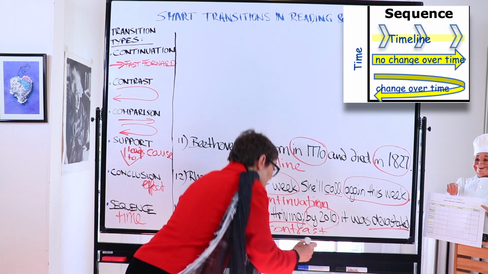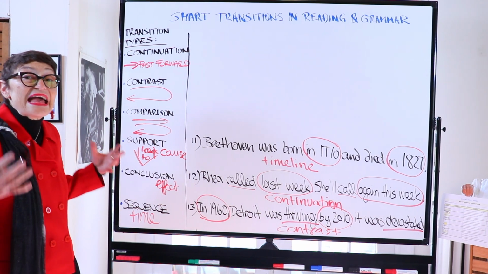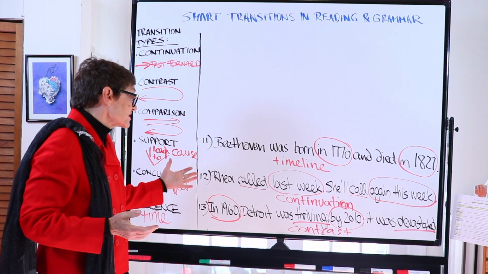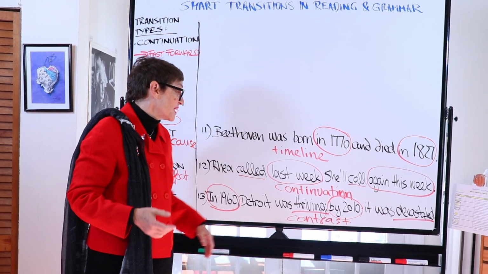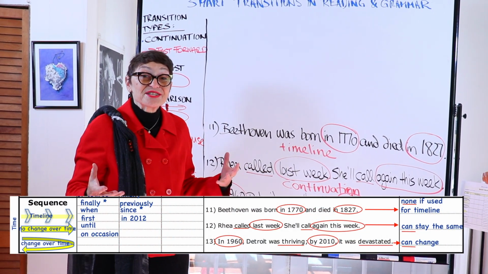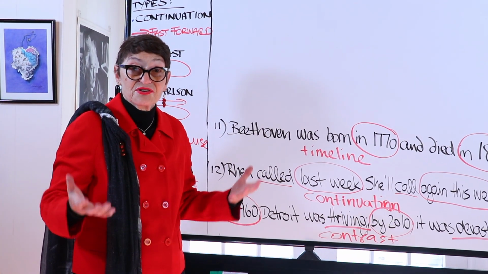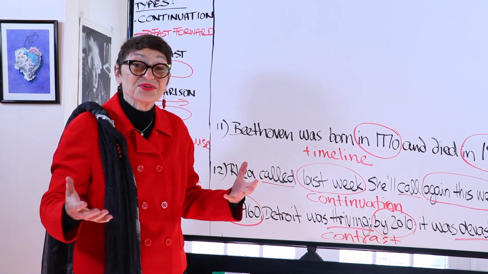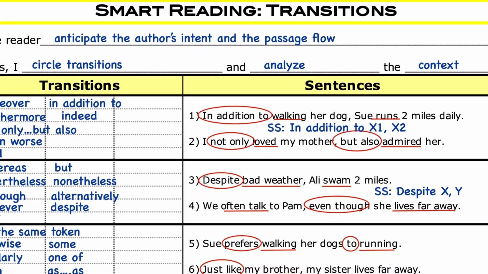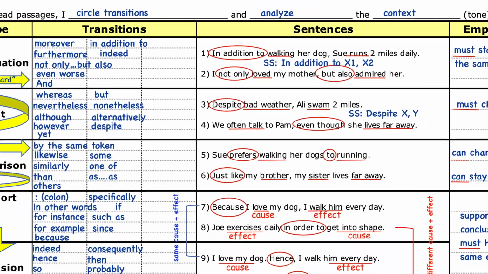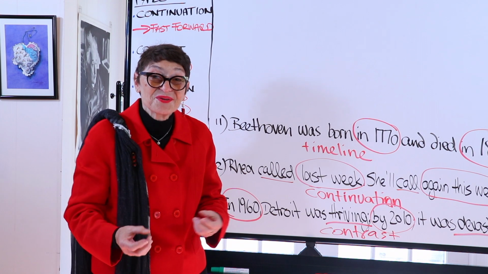So time words, time transitions, sequence transitions can be used for any kind of relationships, for any kind of emphasis, no emphasis, same emphasis, changed emphasis. Pay attention to it. This is how the author of a passage, the author of any kind of text is guiding you. Well-written pieces have good transitions in order to guide the reader. And that's how you're going to become a better reader, but also a better editor.